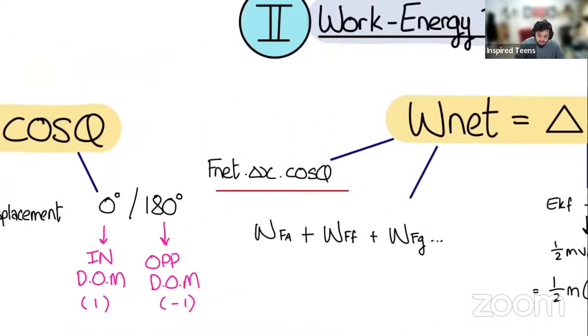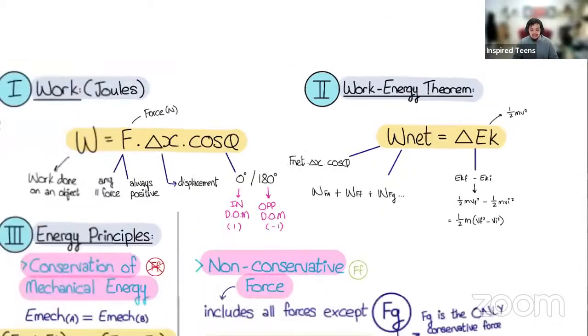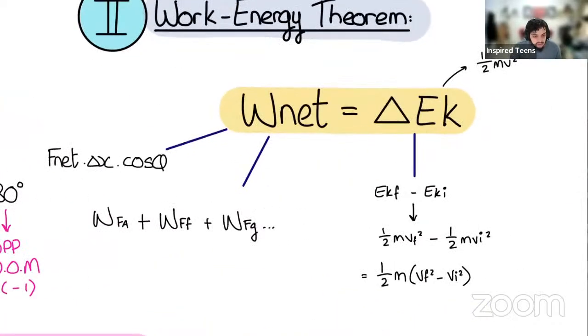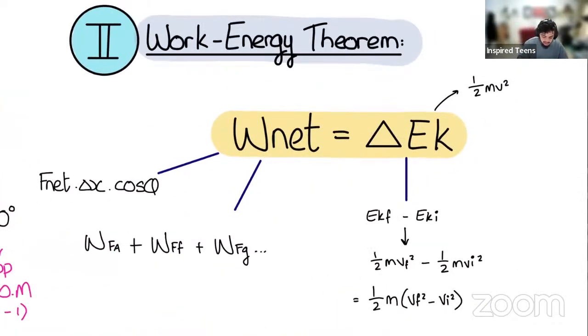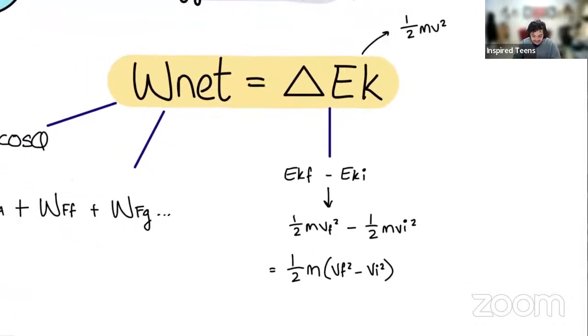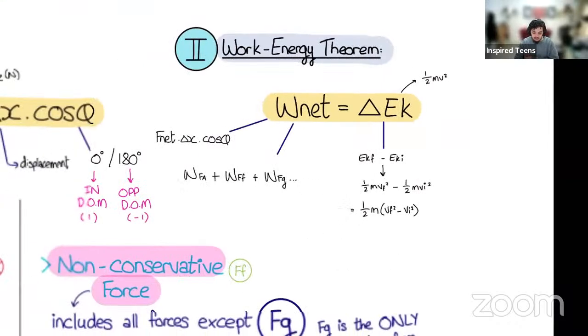Or alternatively, we can substitute it using the algebraic sum of the work done by all the forces on that object, whatever they are. It could be applied, frictional, gravity, whatever it is. Then we have delta EK, which is half mv squared, EK final minus EK initial, and then we can simplify it to that.